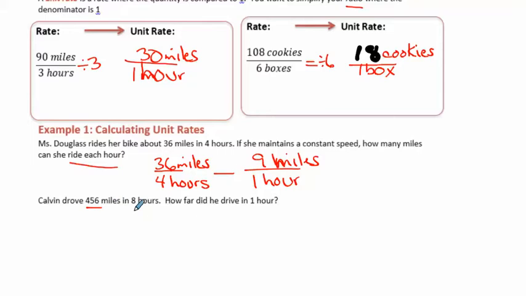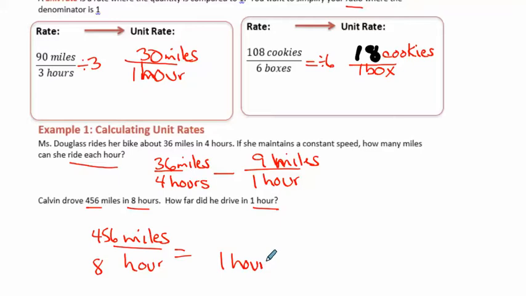Calvin drove 456 miles in 8 hours, but I want to know how far he drove in 1 hour. So again, that means hours needs to be on bottom, okay? And miles needs to be on top, okay? So currently I have 456 miles in 8 hours, but I want to know how far he goes in 1 hour. Okay, so I would divide by 8, and I get 57 miles, 57 miles. Okay, all right, so that's setting up a ratio.